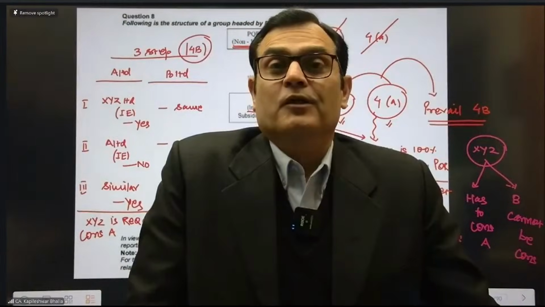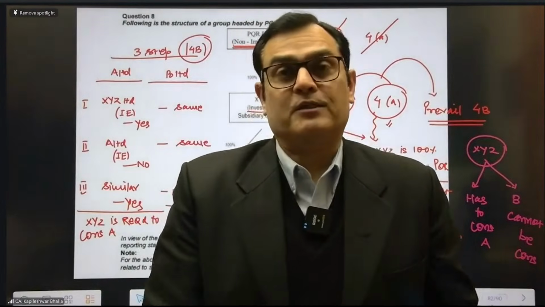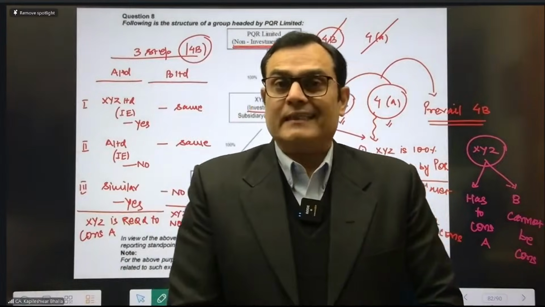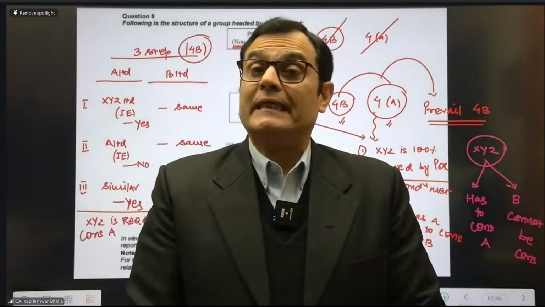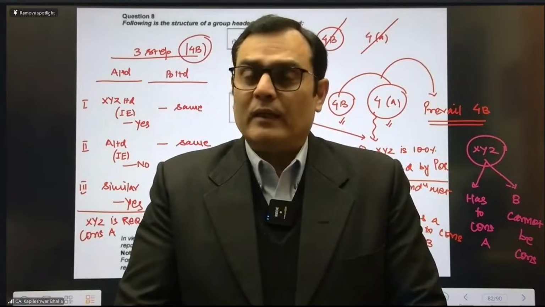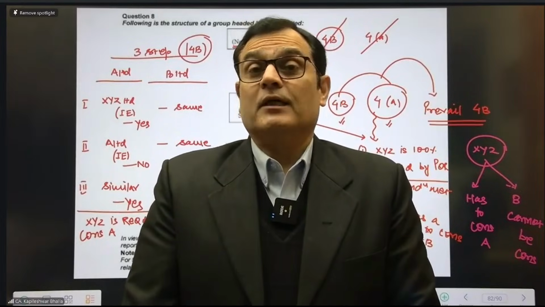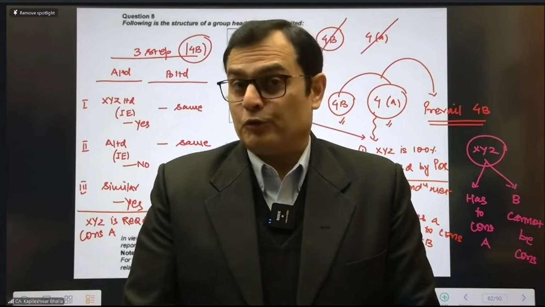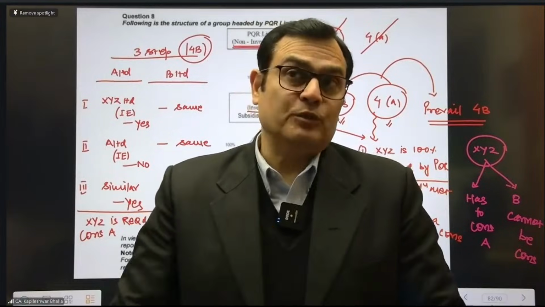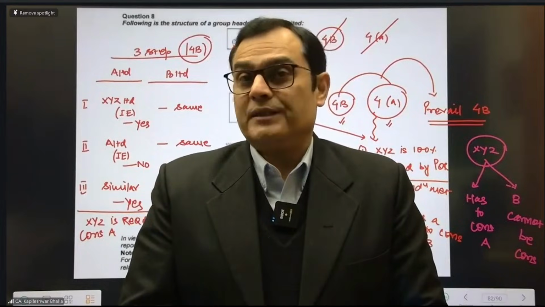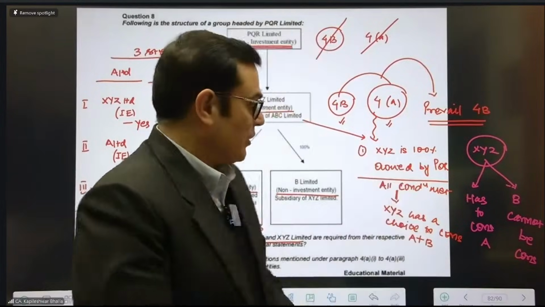So we're done with the first part of block one, that is the scope of the standard, deciding the parameters of para number 4A and 4B. Now I'm going to come to the subjective assessment part, that is, how do you assess that there is a control? Let's first take you to the insight of what Ind AS 110 says when you assess whether there is a control or not.